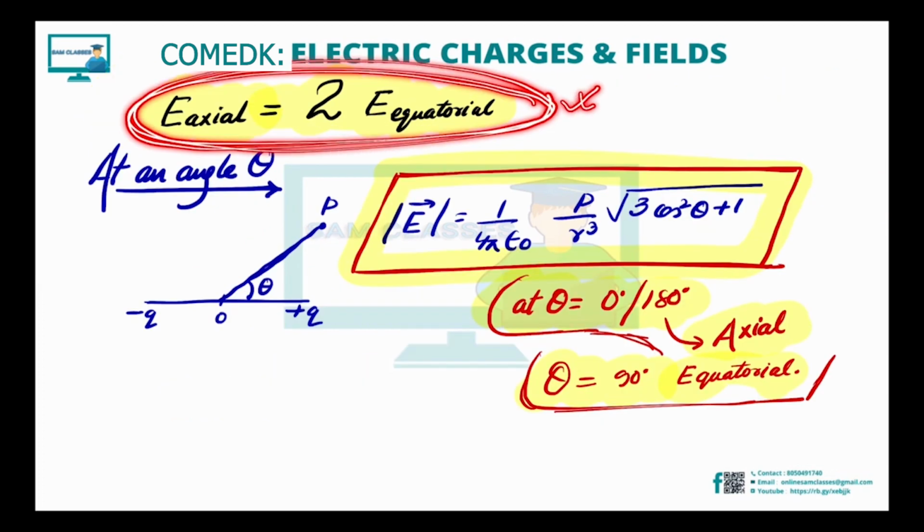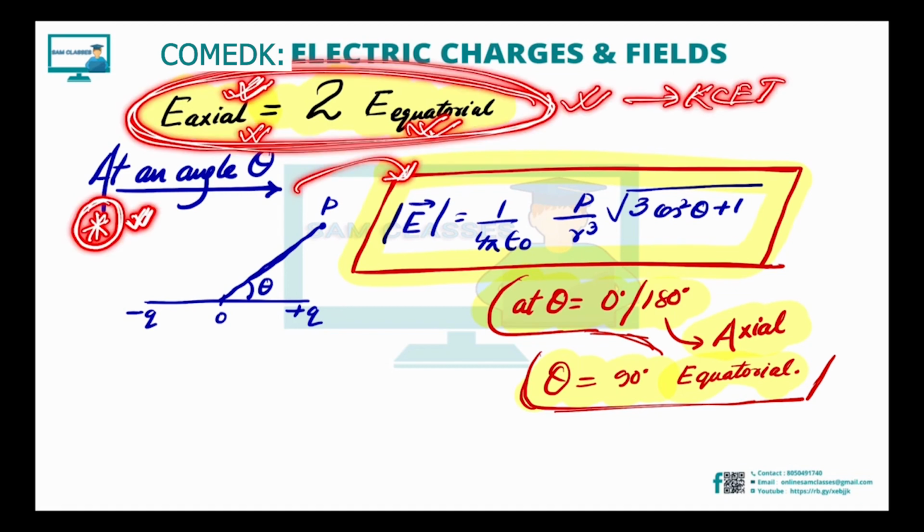Now let's see the next page. What is the relation that comes up between axial and equatorial? Very simple. With this relation also, a lot of KCET questions will be solved. Your electric field at the axial is double that at the equatorial. So axial is always greater than equatorial.